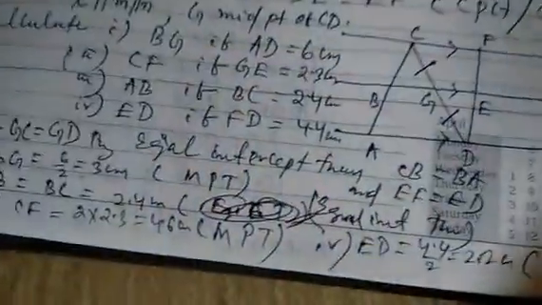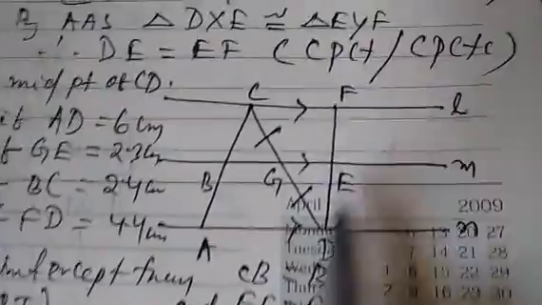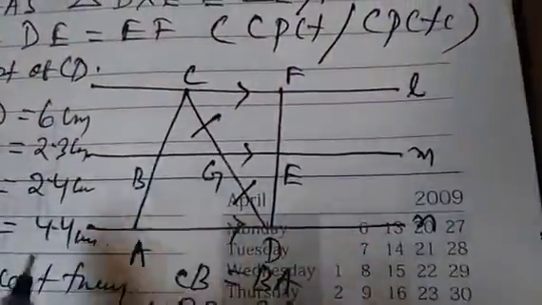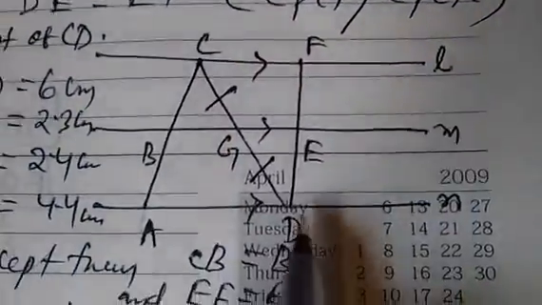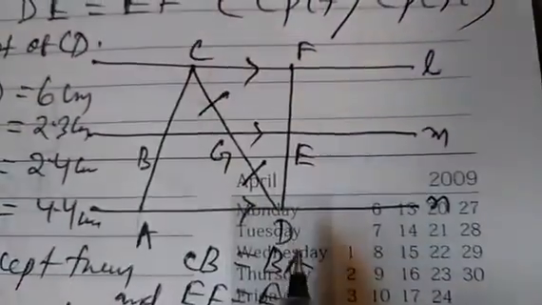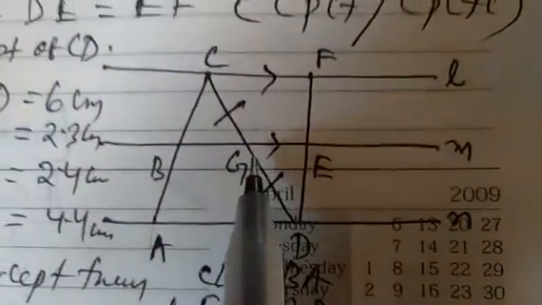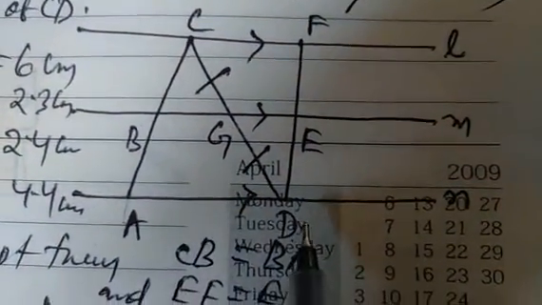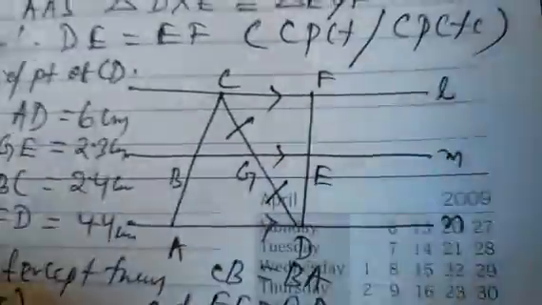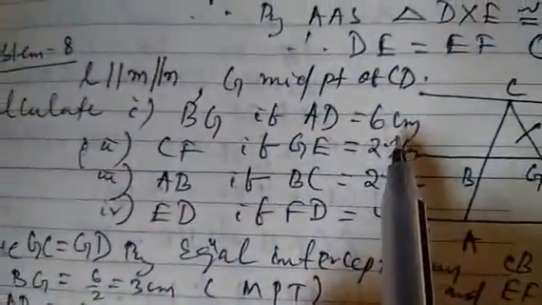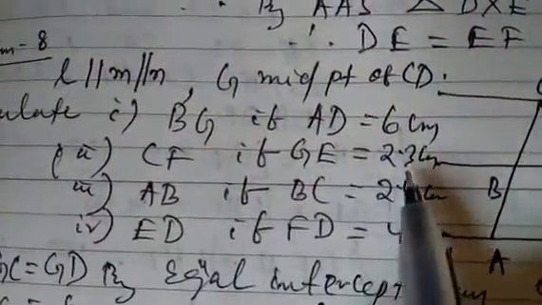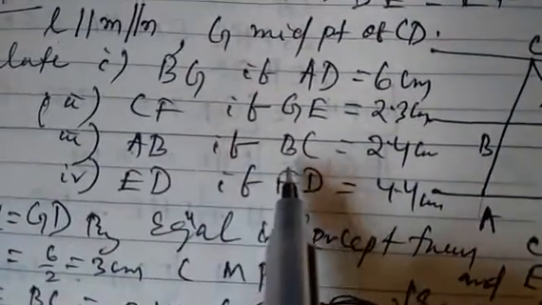We have some problems. A problem is here. As shown in the figure, L, M and N are the 3 parallel lines. As shown, 2 transversals are drawn. This is shown AD. The transversal is having equal intercept through G. So CG is equal to GD. You have to calculate BG if AD is 6 centimeter, CF if GE is 2.3 centimeter, AB if BC is 2.4 centimeter, ED if FD is equal to 4.4 centimeter.